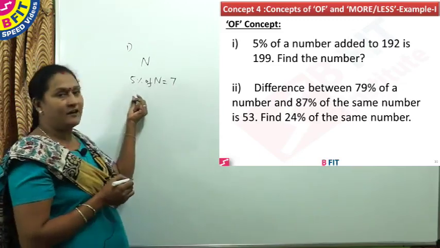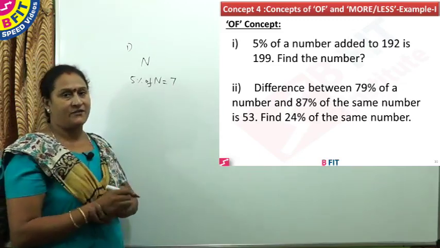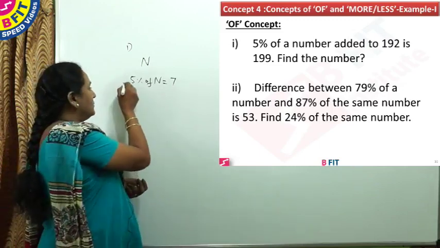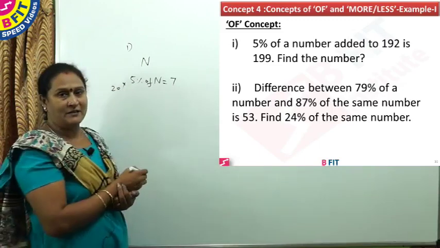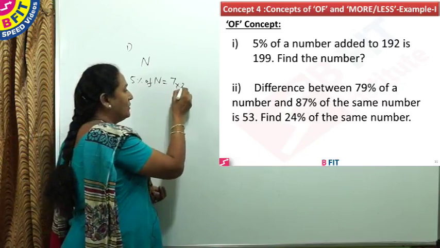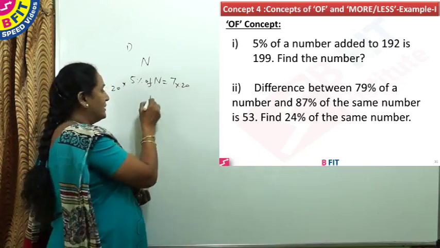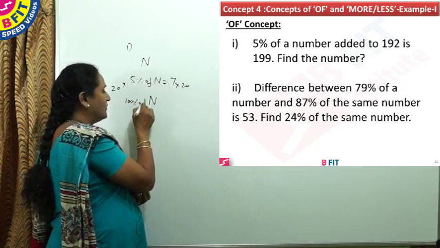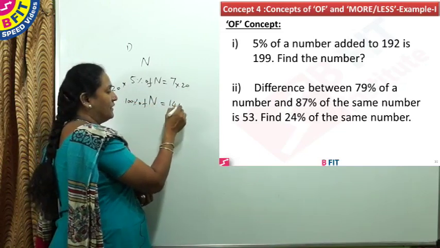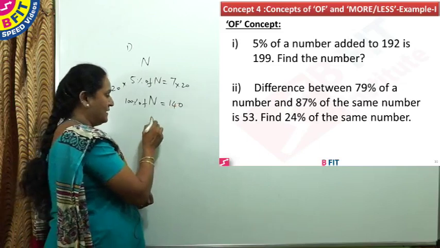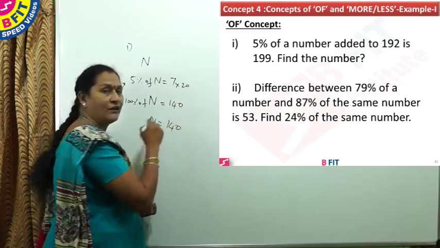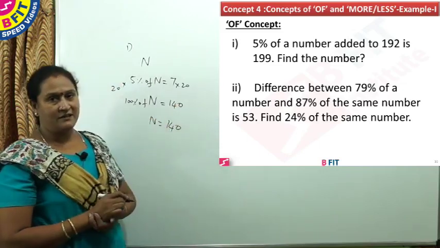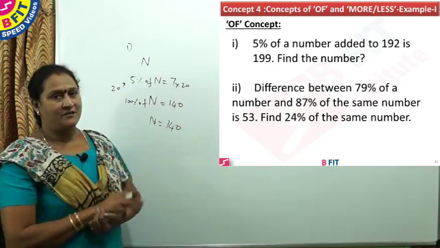So how to get 100% from 5? 5 is a factor of 100. So into 20, you get 100%, and into 20 on the other side. So 100% of the number is 140, or simply the number is 140. So seeing the question itself, you can work out the answer.